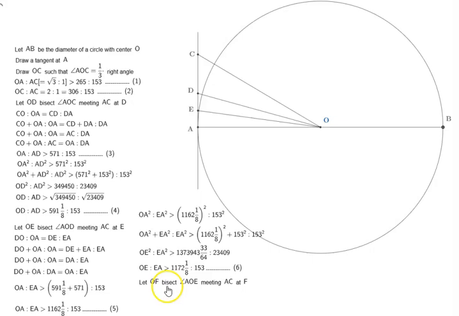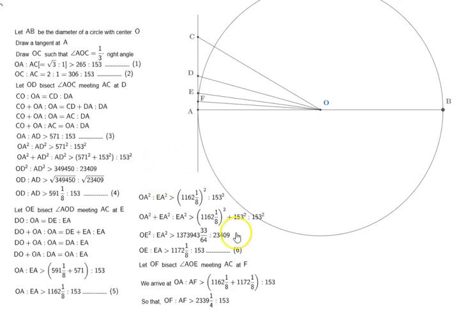Again, let OF bisect angle AOE meeting AC at F. So let's bring in F. Again, we repeat the same process to arrive at OA is to AF is greater than 1162 plus 1 by 8 plus 1172 plus 1 by 8 is to 153. Again, we repeat the same process.